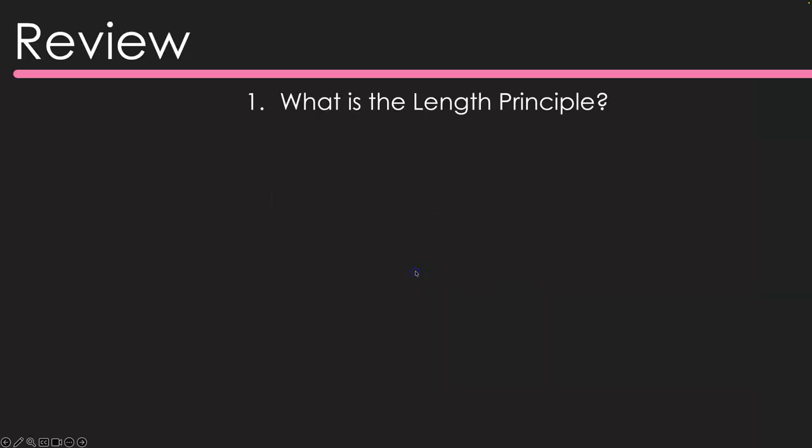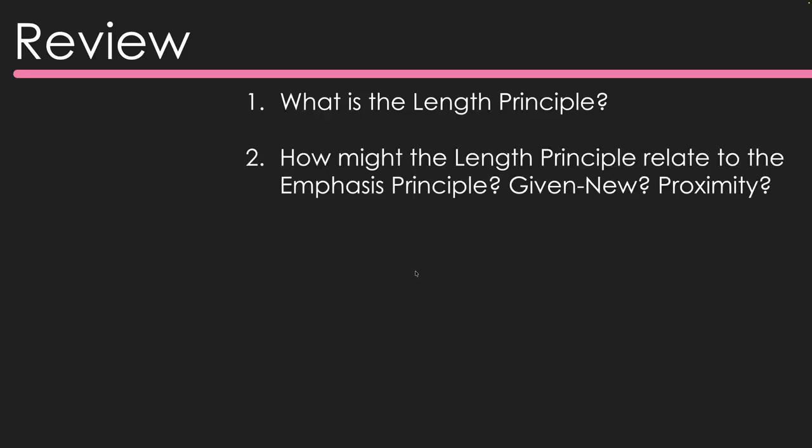So as we think about this in review, we just want to understand what the length principle is. It's that complex ideas need more length, basically. The longer something is, or the more complicated something is, the longer it needs to be. So you might also think about how the length principle here relates to the emphasis principle, the given new principle, the proximity principle. How does this one, which doesn't necessarily feel immediately connected, how is this intimately related to all of the other ones? Because it absolutely is.